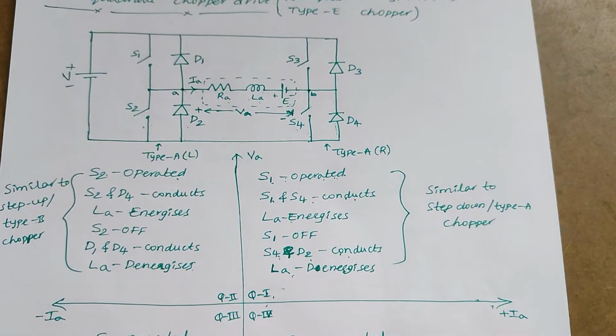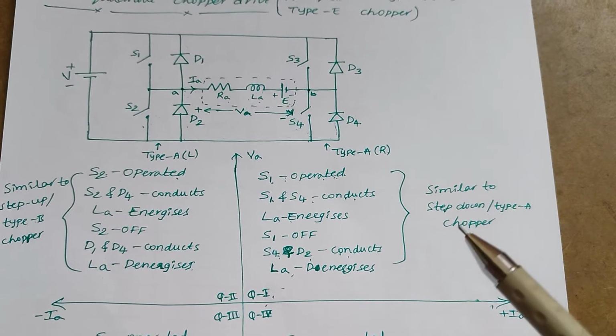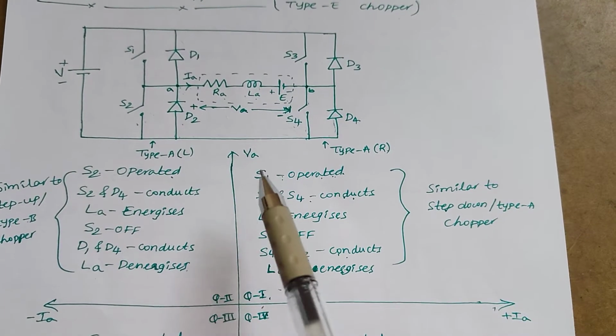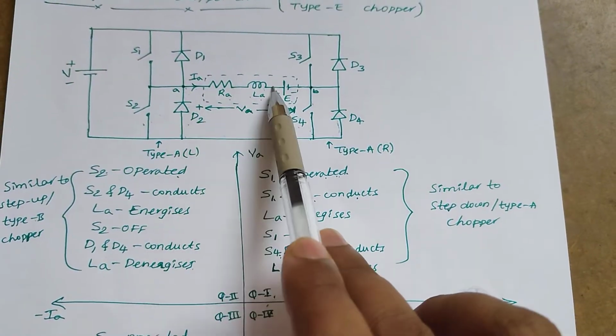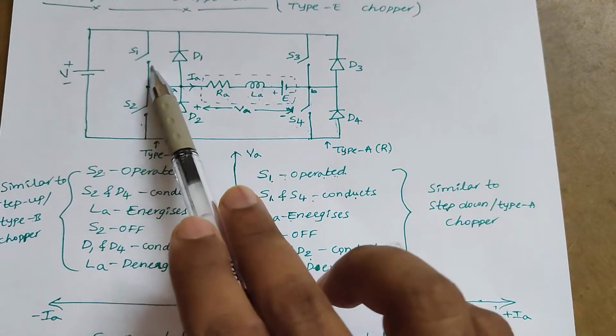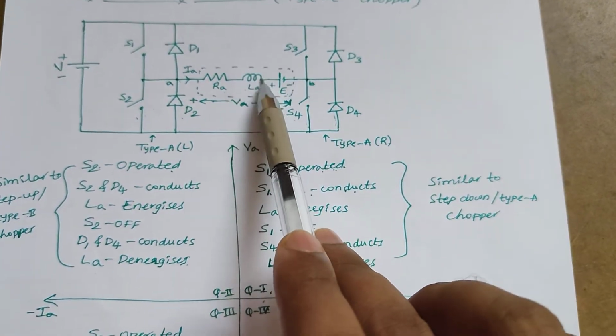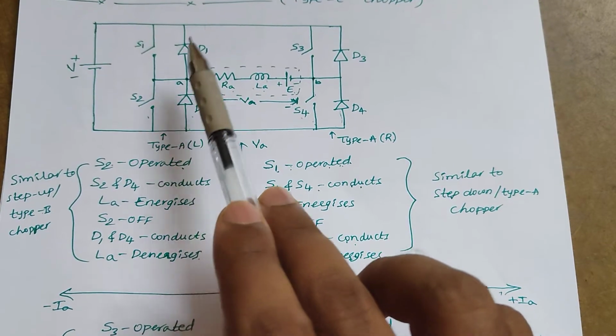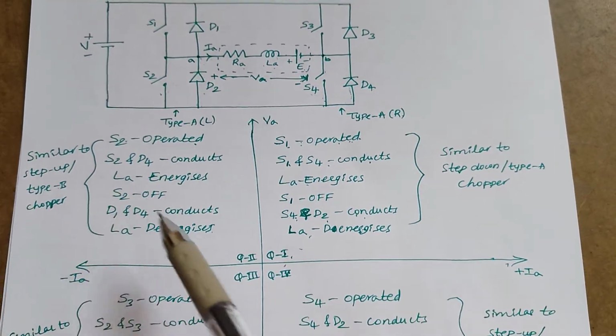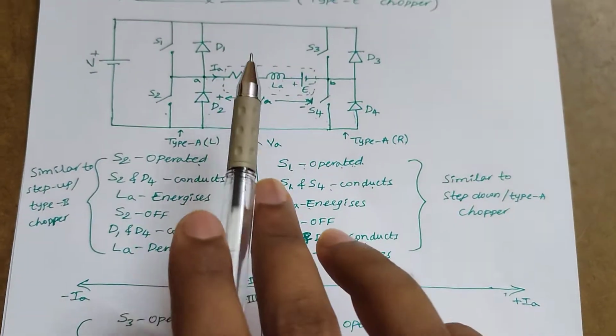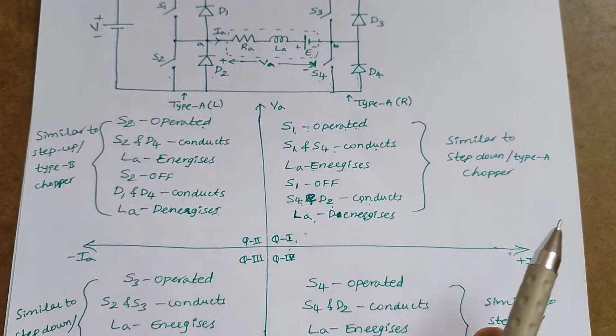Just remember type A chopper or type B chopper, or step up chopper or step down chopper. It is similar to the switch, diode, inductor arrangement, which is the buck converter or type A chopper. When it is inductor, switch and diode, that is the type B chopper. Anyway, this is the operation for the second quadrant.